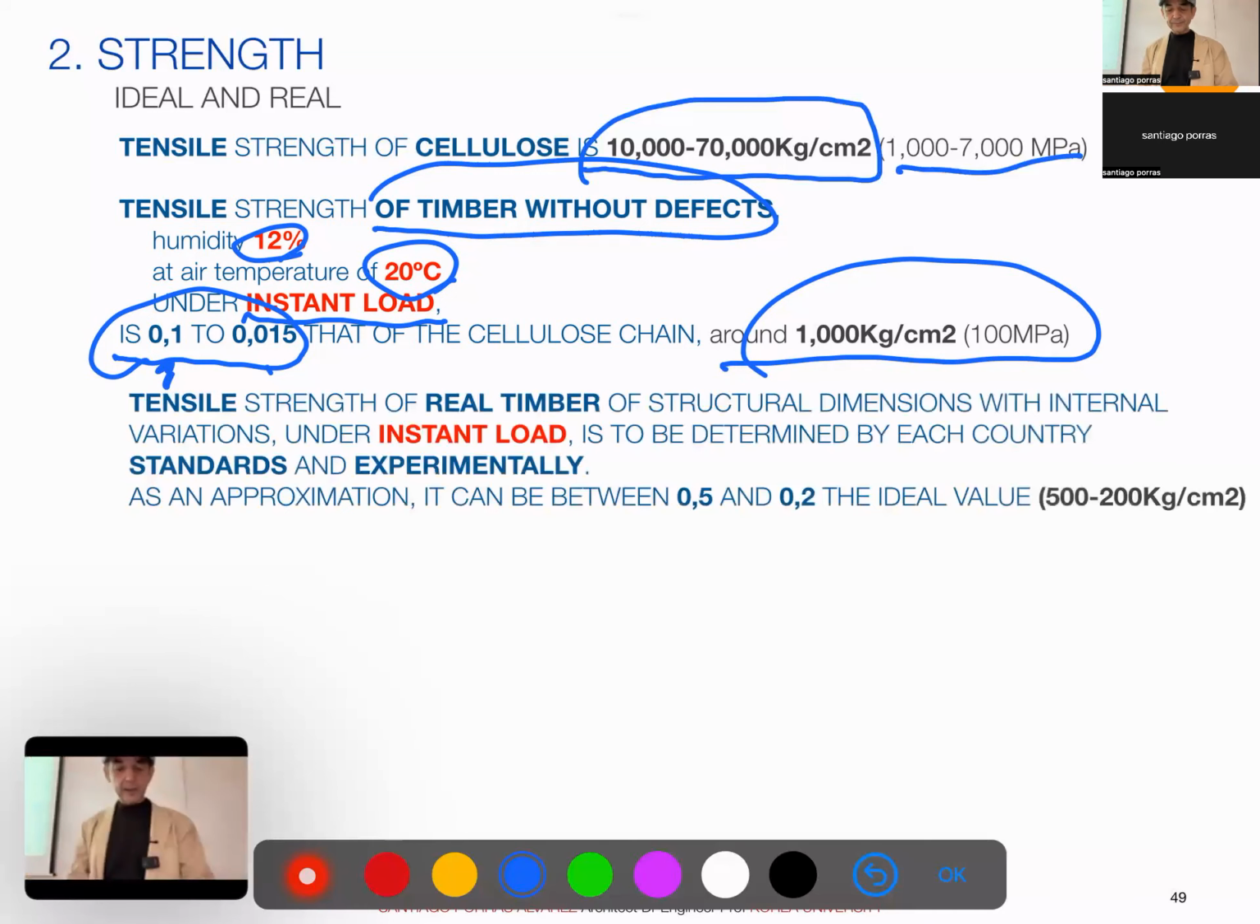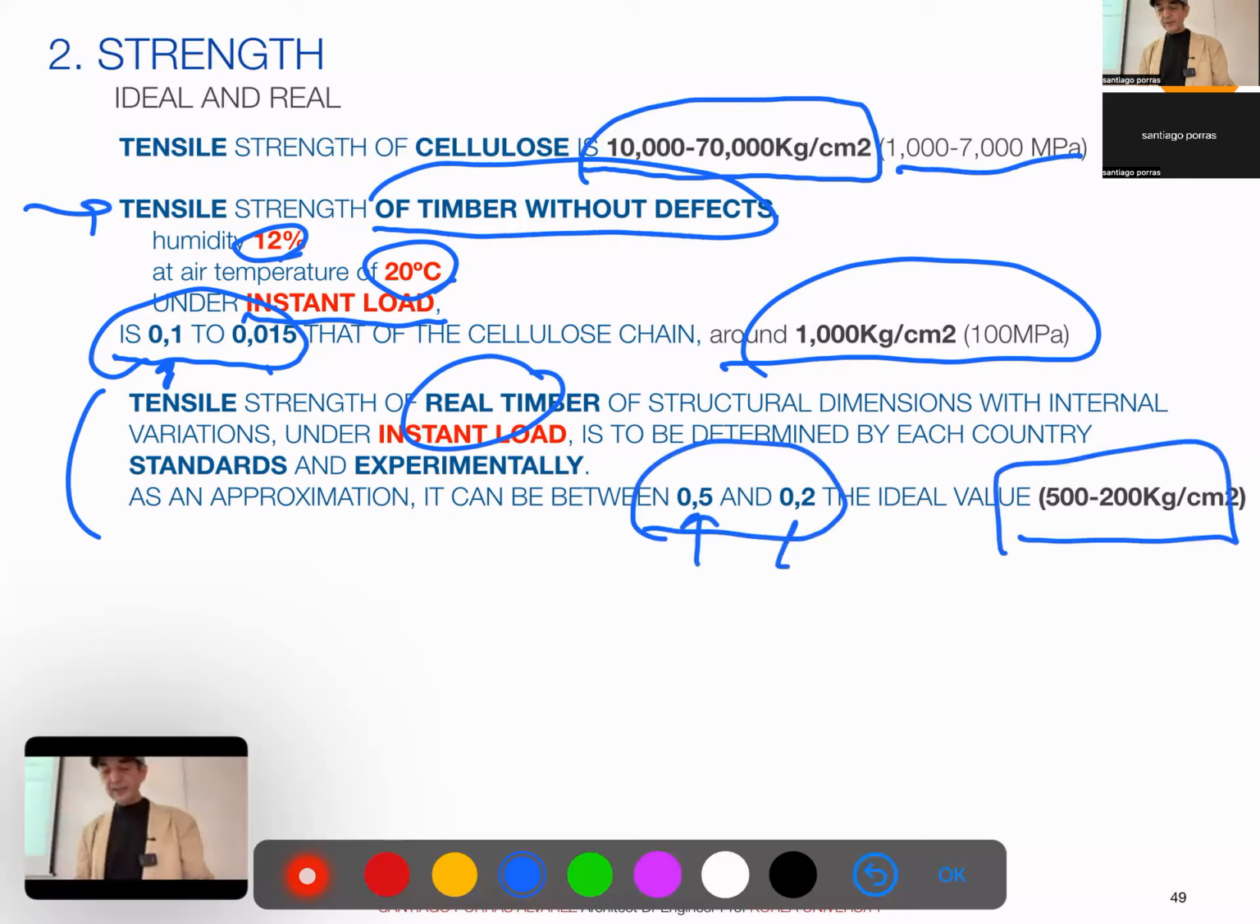However, real timber is not the ideal timber. It has defects, it has the grain changes and so on. So usually we even reduce more. So in general, we use 50 to 20 megapascal or 500 to 100 kilograms per square centimeter. That's the safe calculation strength. Of course, you don't need to know exact numbers, but this is nice.